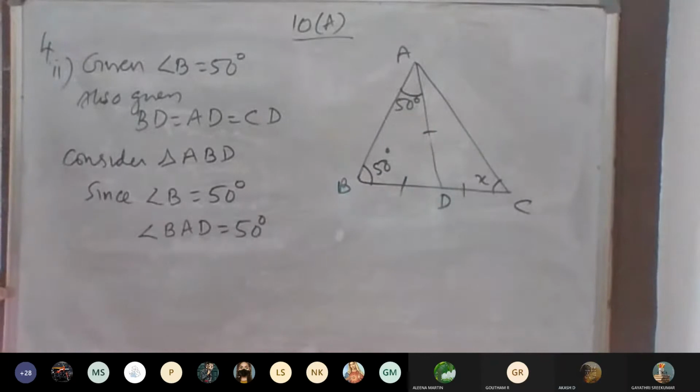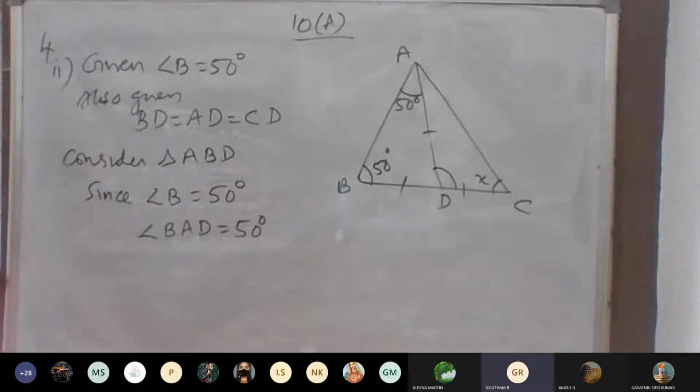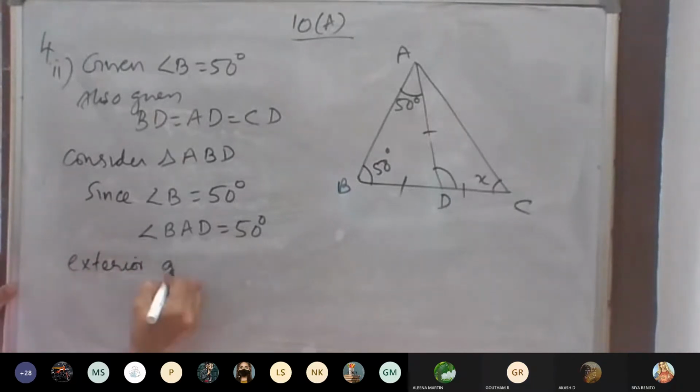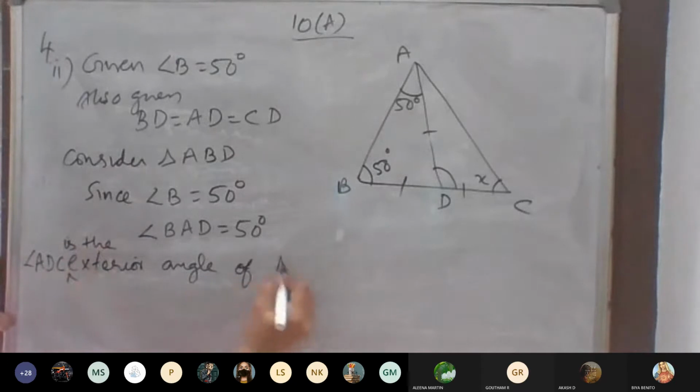Then the same concept we can apply now. If you are considering triangle ABD, which will be the exterior angle? Angle D. The sum of interior angles is equal to 50 plus 50, 100. Okay, so angle ADC is the exterior angle of triangle ABD.